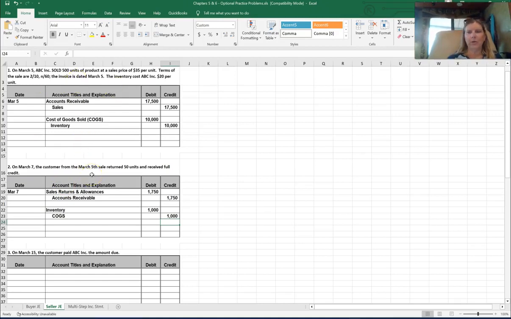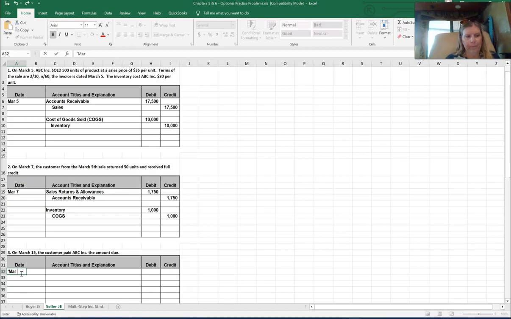Okay, now on March 15th, the customer is going to pay us for these 500 units less the 50 that they returned, so the 450 units that they still have. So on March 15th, we have to record the journal entry that they're going to pay us money. And we have to do a little bit of calculation, right? Because we're within the 10 days of discount. March 5th was the date we sold it to them, and they're now paying us on March 15th. That's on the 10th date, so they still get that 2% discount on our credit terms.